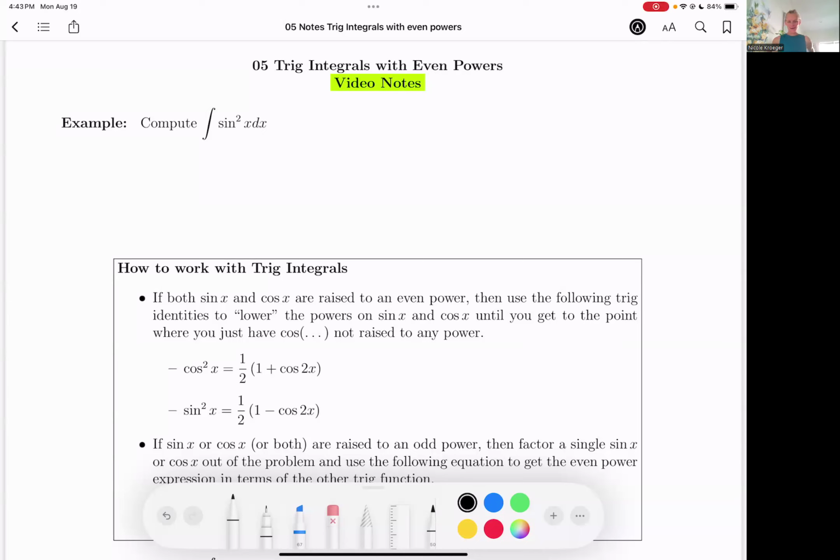We are going to talk about what happens when all of our trig functions have even powers, when we have both sine and cosine to even powers. There are no odd powers hanging out in here. And this is different than what we did last class.